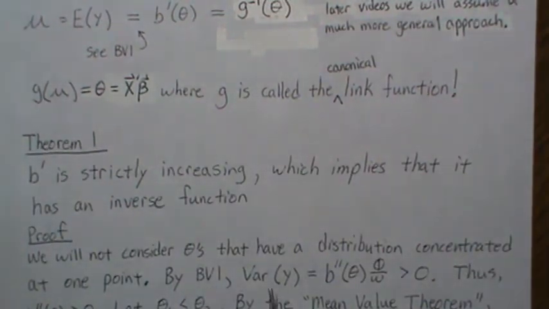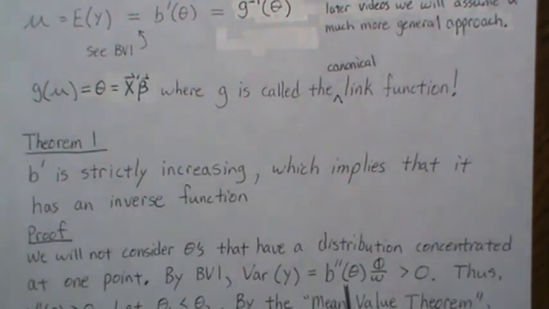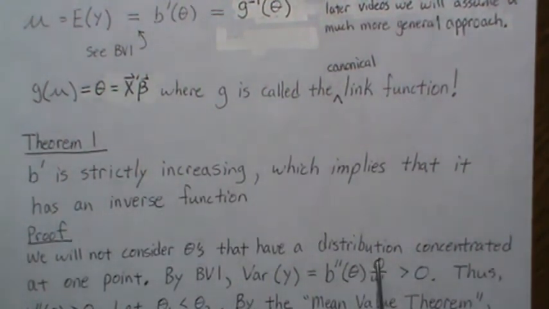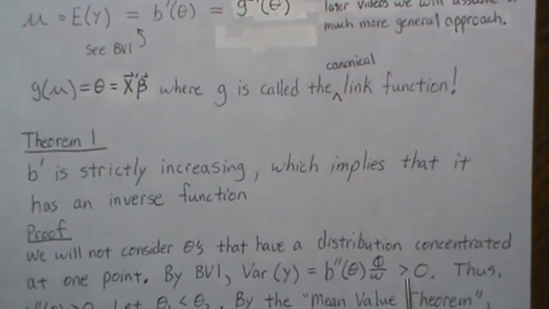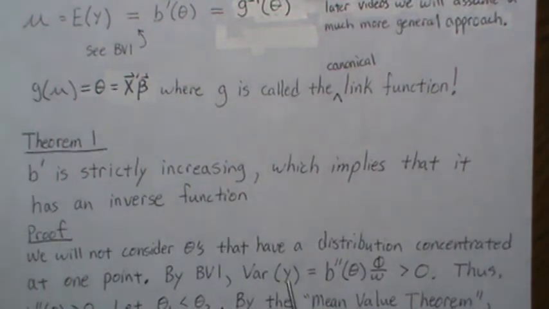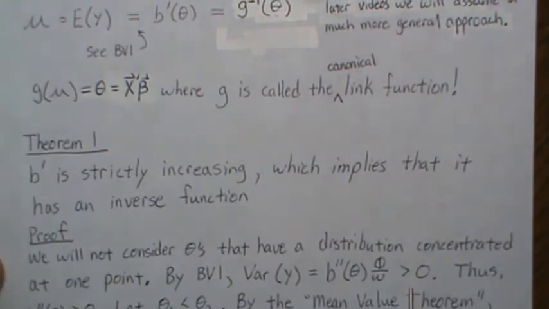And so by BV1, we know the variance is this. So it's the second derivative of the log partition times phi divided by W, okay? And since it's the variance, we know it is greater than or equal to 0. But the equal part is what we're going to ignore, because when the variance of y equals 0, that means all our mass is condensed on one point, and realistically we never model anything like that. It's always a range of values. So we're going to assume it's strictly greater than 0.